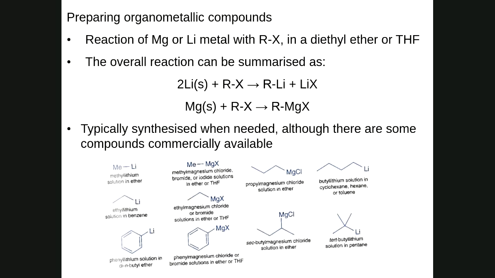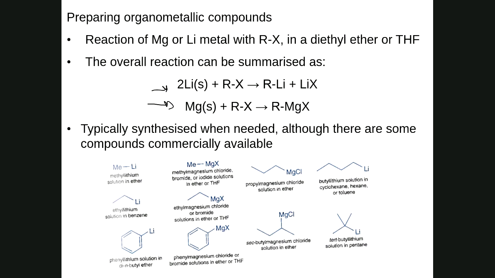How can you make them? Well, you use magnesium or lithium, the metal of interest, with a haloalkane in an anhydrous solvent, very inert, tetrahydrofuran, THF, or diethyl ether, typical ones. And you can see here this summary of how the reaction looks when you're using lithium and when you're using magnesium.